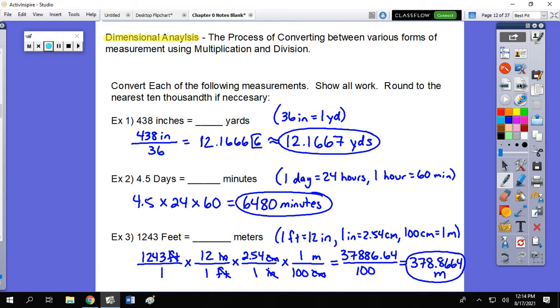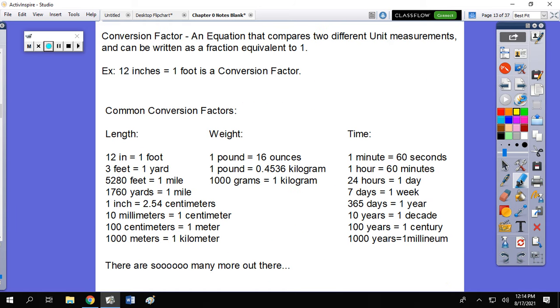First off, we're going to use another definition here, and that is the definition of conversion factor. A conversion factor is an equation that compares two different unit measurements and can be written as a fraction that is equivalent to 1. So for instance, 12 inches is equal to 1 foot. That is a conversion factor. And the reason for that is, if we take 12 inches and we put it over 1 foot, that is equal to 1. If we take 1 foot and we put it over 12 inches, that is equal to 1. Since those values are the same, we can turn them into a fraction whose value is 1.